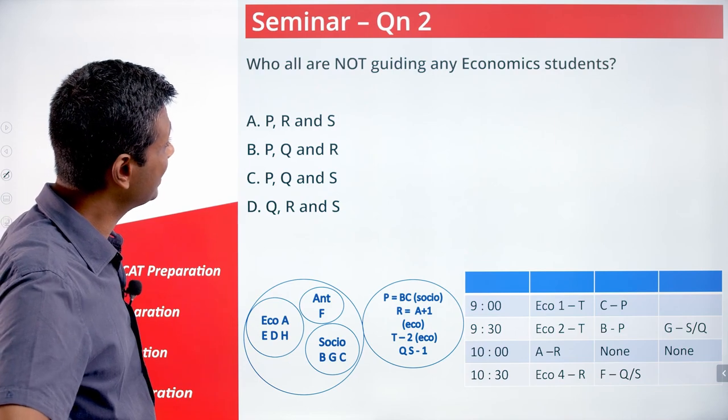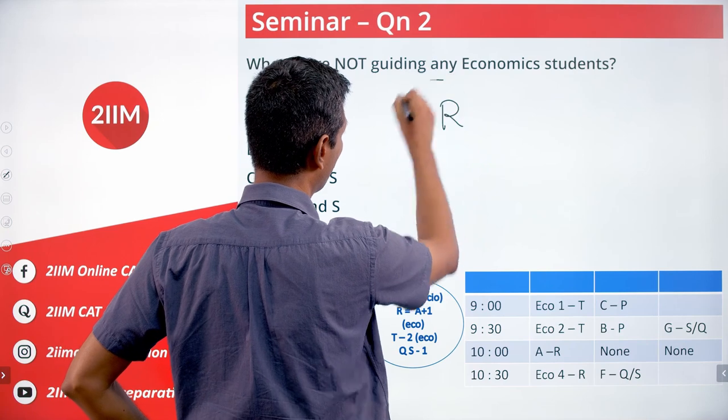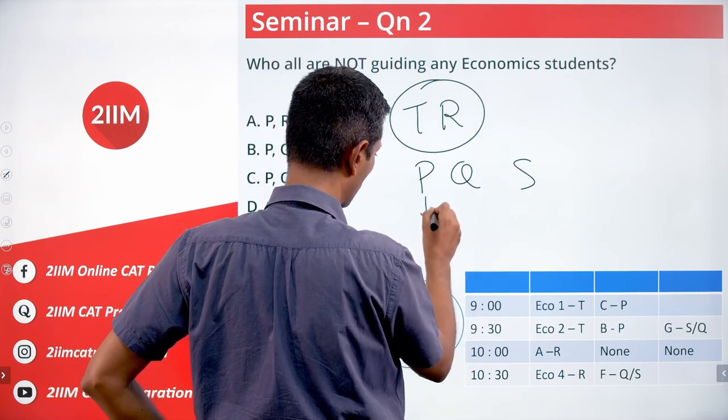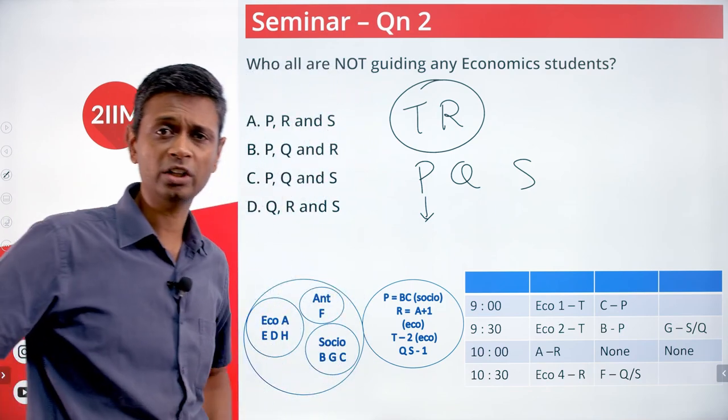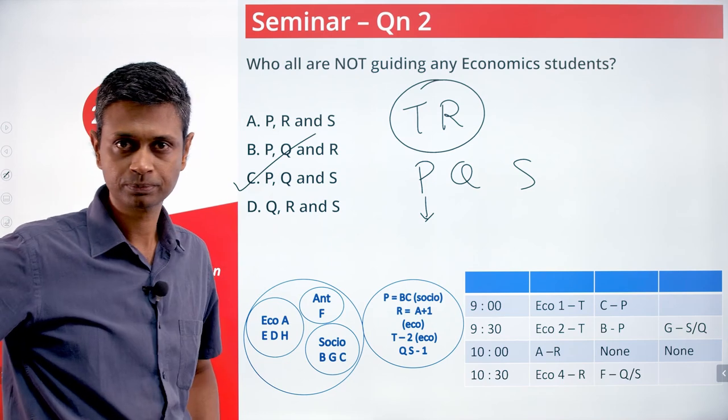Who are all not guiding any economic students? T and R are guiding economic students, so not guiding are P, Q and S. P is mentoring sociology. Q and S, one is sociology, the other is anthropology. P, Q and S, yep, that's here. Done.